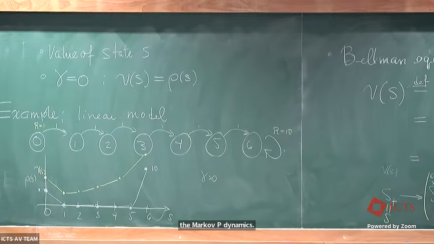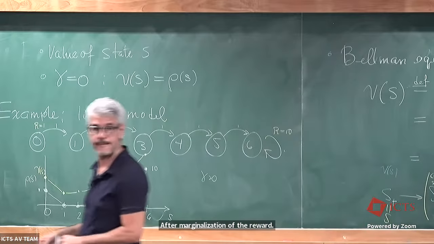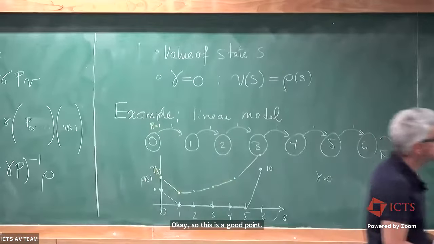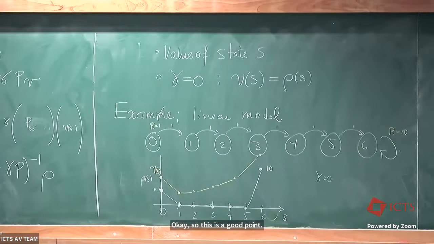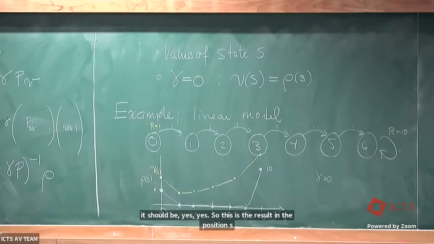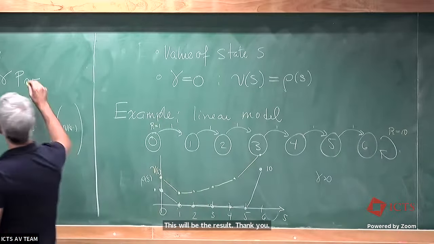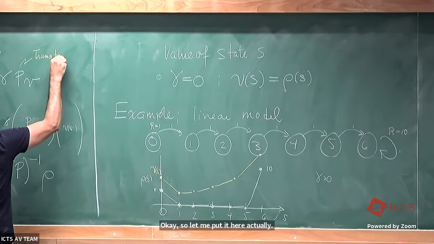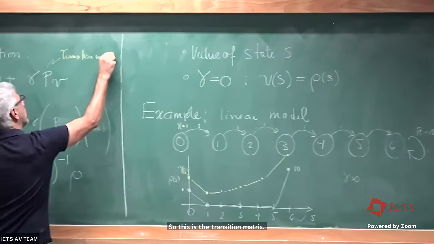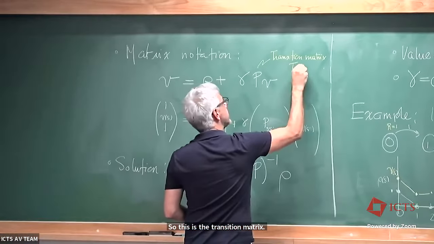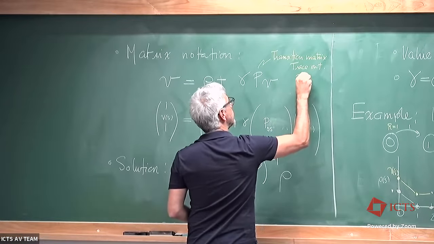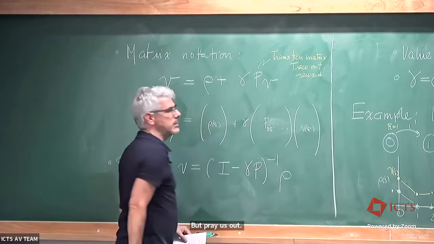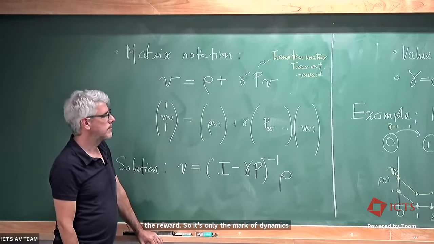Okay, so this is a good point. So this is the result in the position S. This will be the result. Thank you. Okay, so let me put it here actually. So this is the transition matrix, but trace out the reward. So it's only the Markov dynamics.